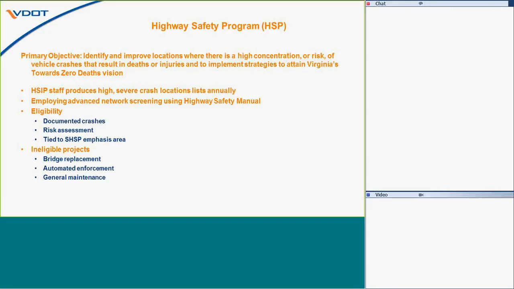So broadly, the HSP, Highway Safety Program, has these primary objectives, and that's basically to identify approved locations where there is a high concentration or risk of vehicle crashes that result in deaths and injuries, and to implement strategies to attain Virginia's Toward Zero Deaths vision.